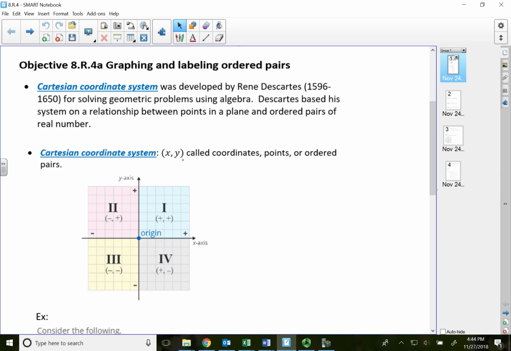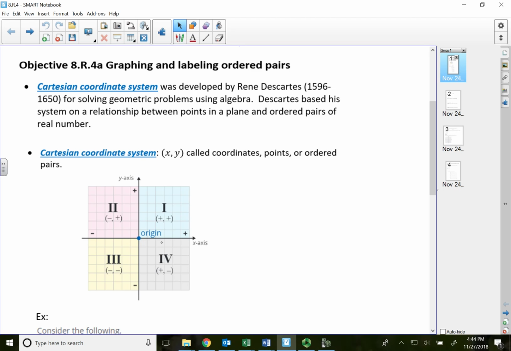the points, or the ordered pairs, always come with the x value first and the y value next. So this is called the points or coordinates, or sometimes we call them ordered pairs. Where the x and y axis meet is called the origin.